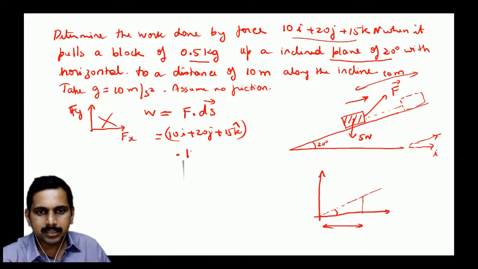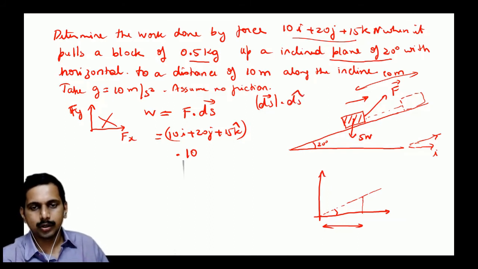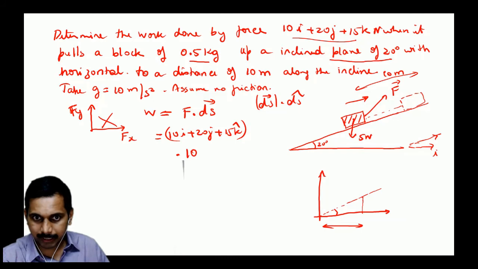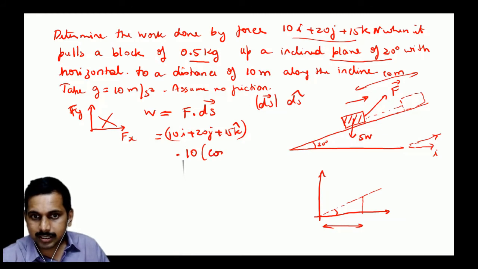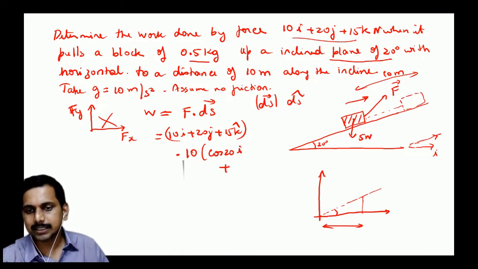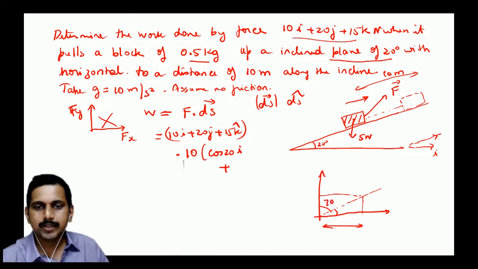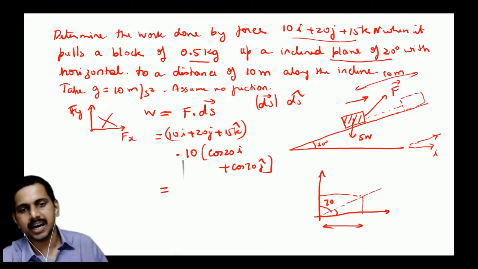So it is 10 meters we are going, which is ds, can be written as the ds magnitude into the ds unit vector, correct? So this ds magnitude is 10, into cos 20 i plus, what is this angle? This is 20, and this is 70, right? So cos 70 j. That's it. You make this, you get the answer, the work done.